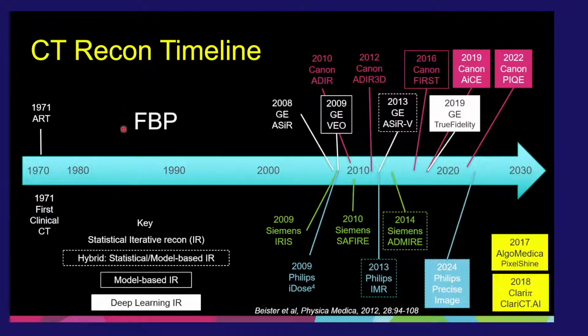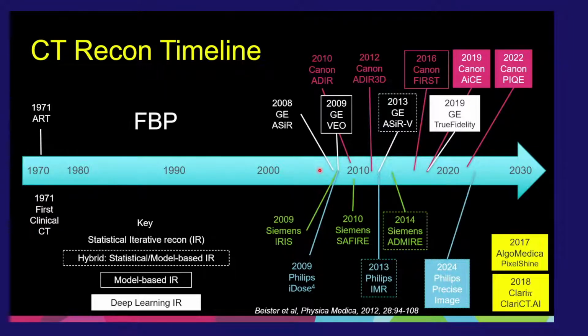So they came up with what's called filtered back projection, and we'll talk a little bit about that in the next couple of slides. Filtered back projection basically dominated for two to three decades. That was because, as we'll show in a moment, it's fast and very straightforward. It doesn't take a lot of computational power to get a good CT reconstruction.